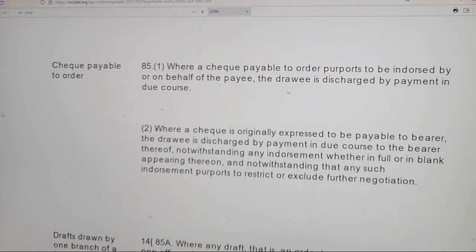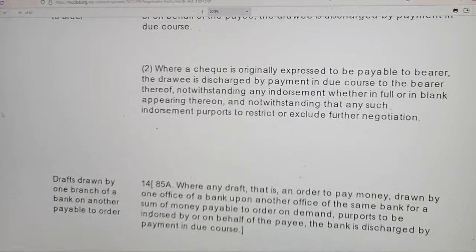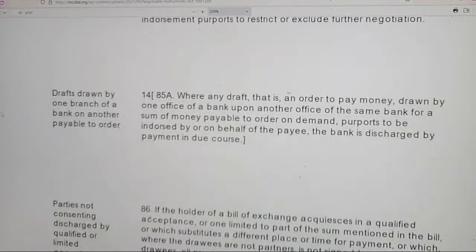Check payable to order. Where a check payable to order purports to be endorsed by or on behalf of the payee, the drawee is discharged by payment in due course. 2. Where a check is originally expressed to be payable to bearer, the drawee is discharged by payment in due course to the bearer thereof, notwithstanding any endorsement, whether in full or in blank, appearing thereon, and notwithstanding that any such endorsement purports to restrict or exclude further negotiation.